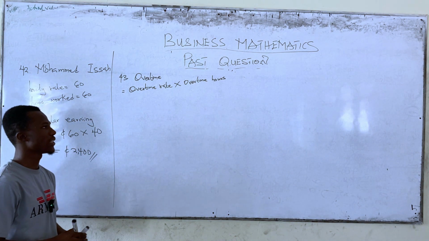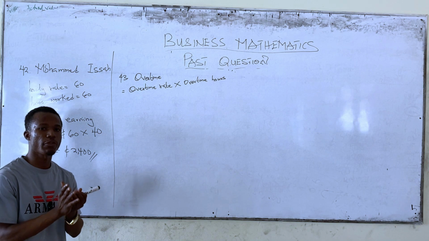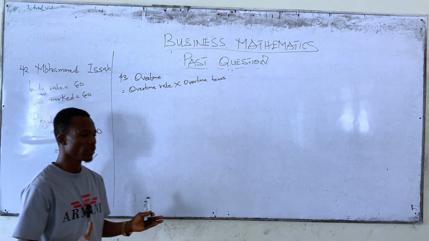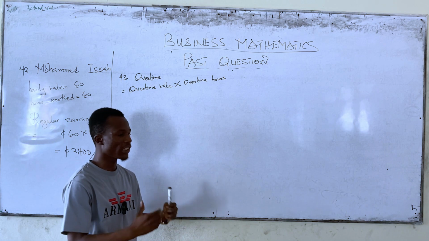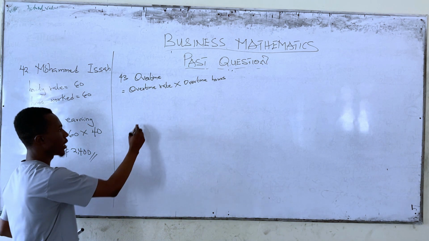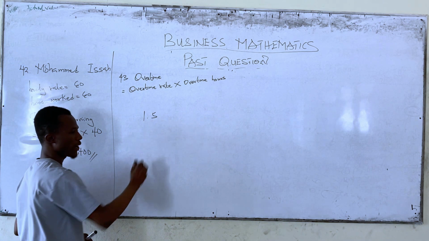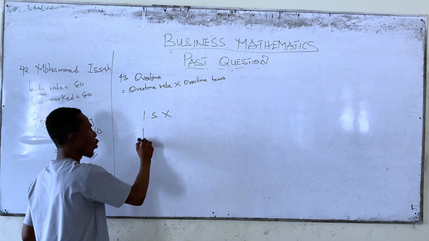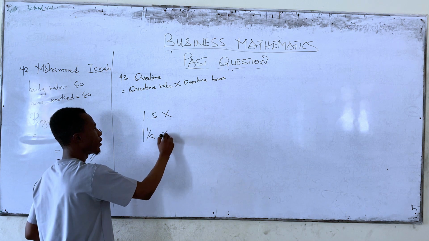The overtime is in a form where you don't even need to calculate for it. You just have to observe it and write it. This is how we calculate for the overtime. We are saying all overtime is 1.5 of the hourly rate. So 1.5 of the hourly rates.